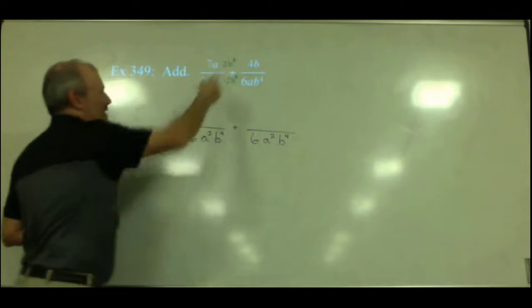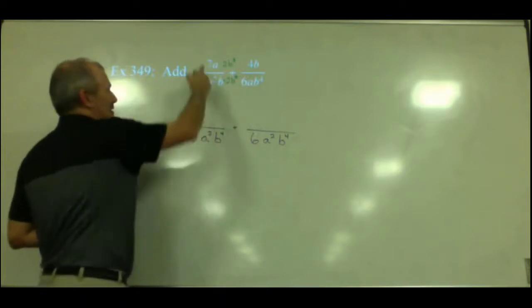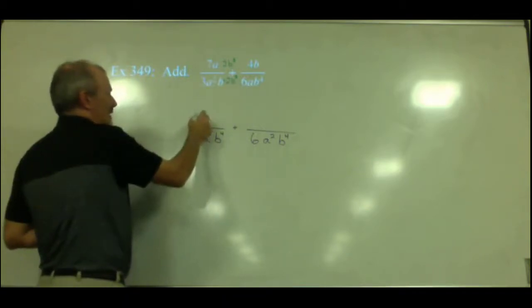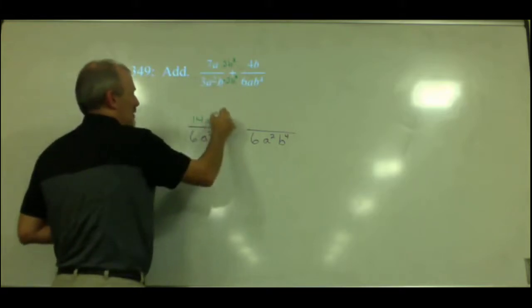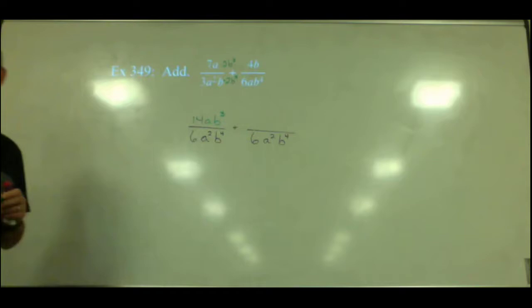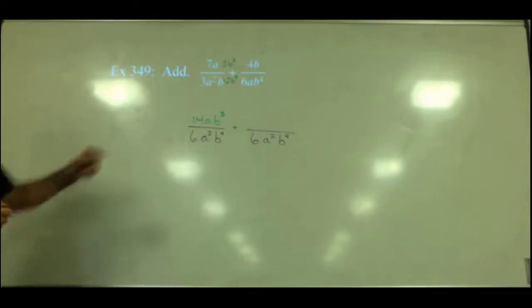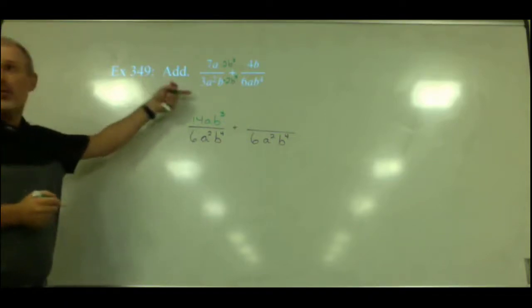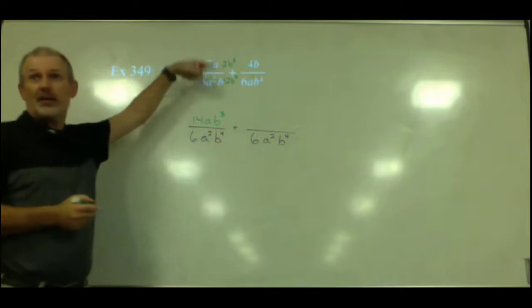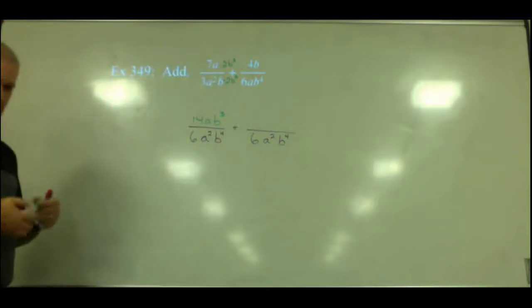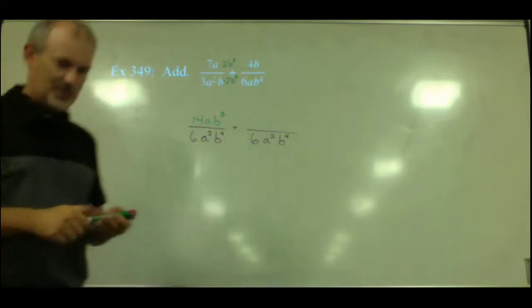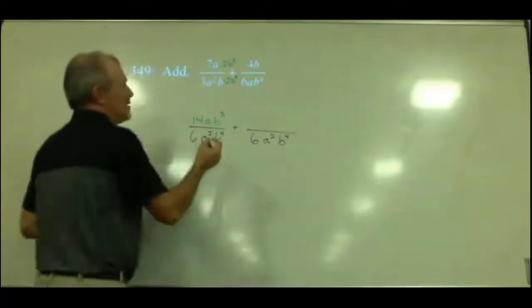So we have to multiply the top by that same thing, and that is going to give us 7 times 2 is 14, a and b cubed. So as that denominator changes, our numerator has to change in the same way, right? By multiplying by the same thing. All right, let me use blue. Okay, so now we go to here.